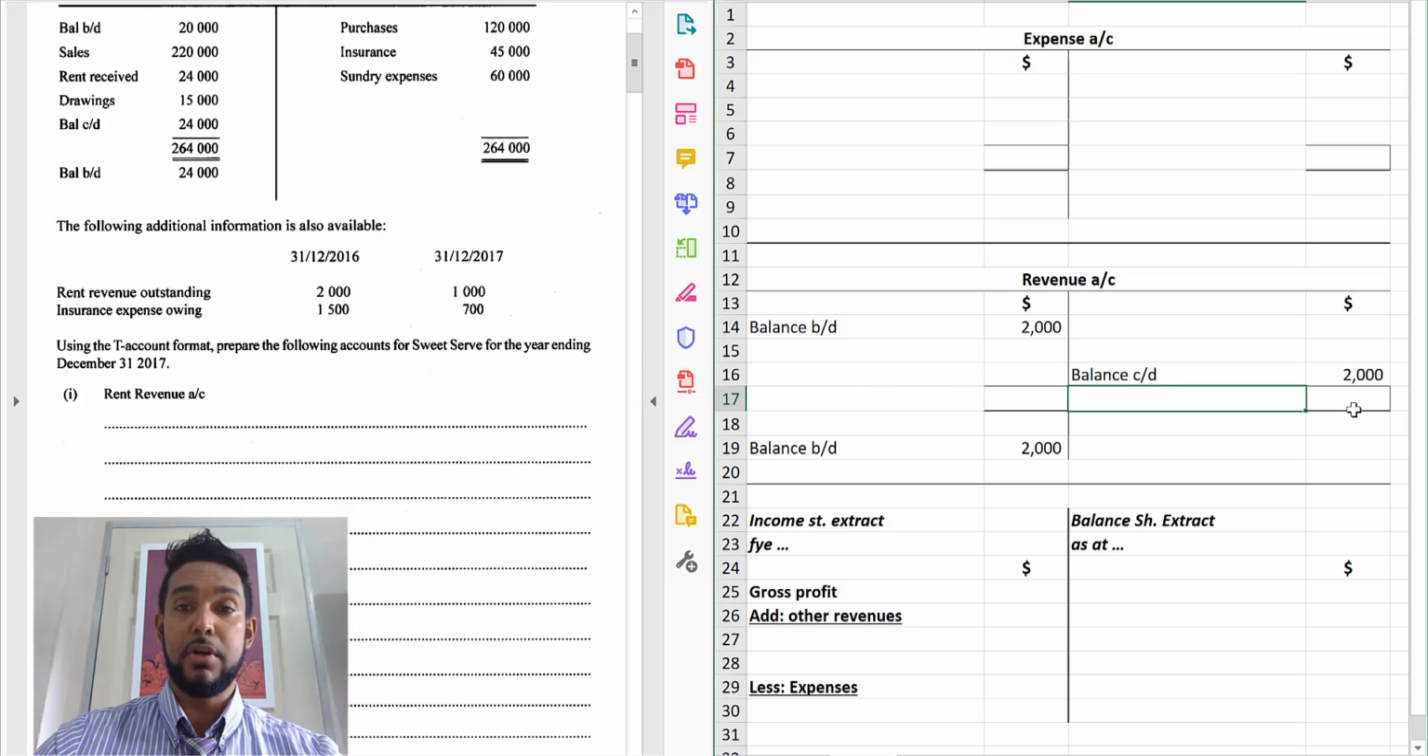Sorry, that's not the correct item. So once again, pay attention to what you're doing. $1,000 here, 1,000 here.